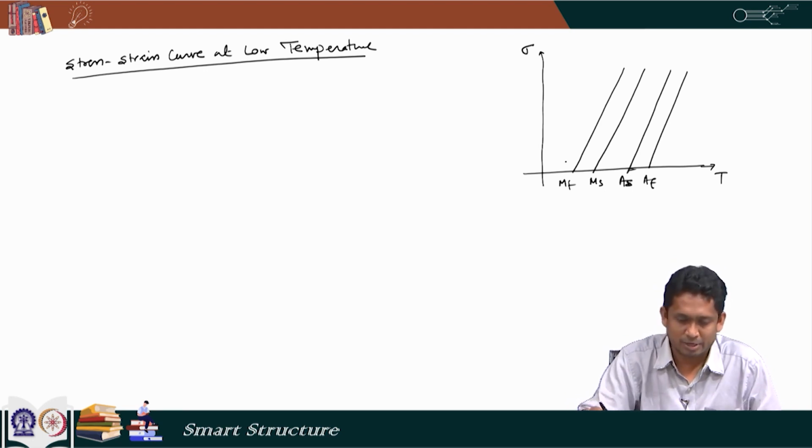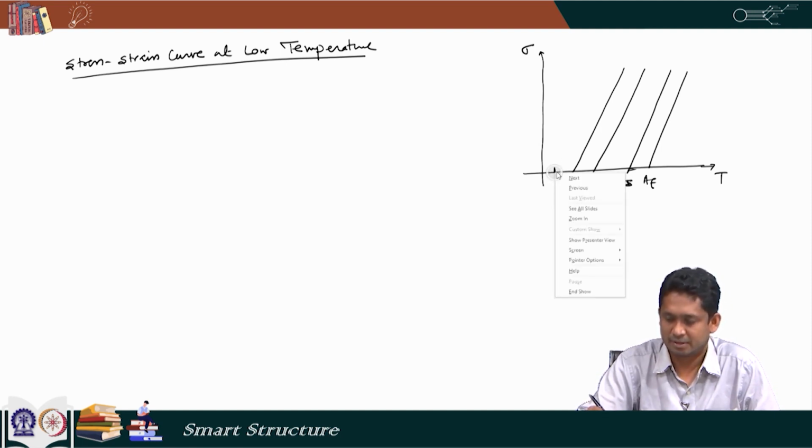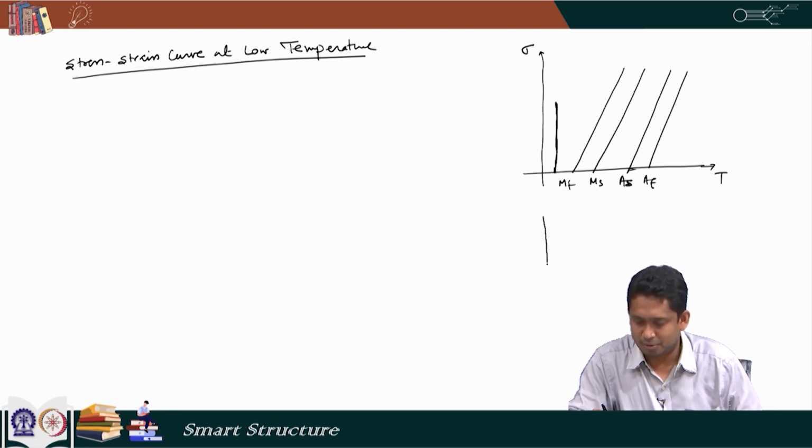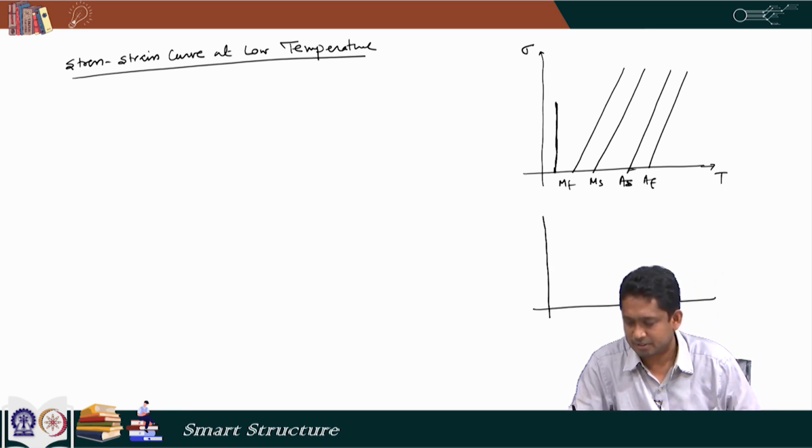So, here low temperature behavior means when the temperature is below the martensite finish, which means we will start from here. At this region, at 0 stress and when the temperature is below martensite, the material is in twinned martensite phase. So, we will start from here, we will load it and then we will unload it and see how the material behaves. Below this we will draw the stress strain diagram.